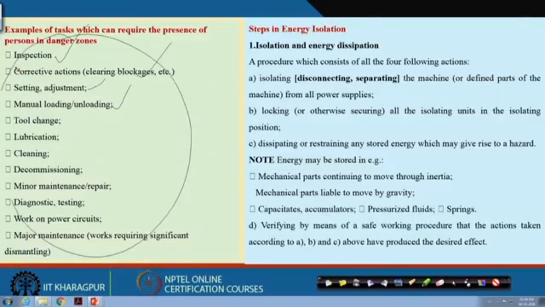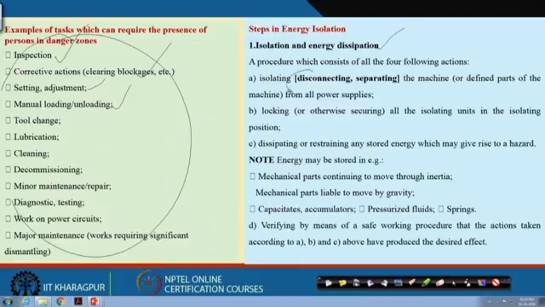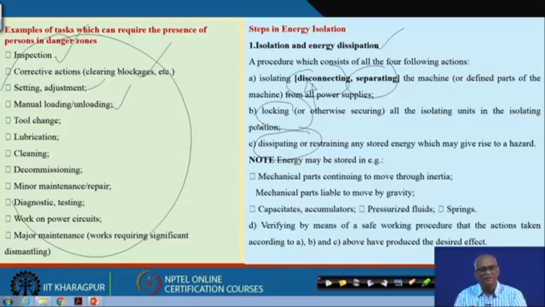you are in the danger zone. If you want to not be in the danger zone and do this job, it calls for isolation. What is isolation? Isolation is disconnecting and separating. Two activities: disconnecting, separating. In lockout and tagout, only disconnecting. In isolation, disconnecting and separating. Then you have to put the lock and then you have to dissipate the energies. Isolation is not completed unless you dissipate the energies which are there in that.